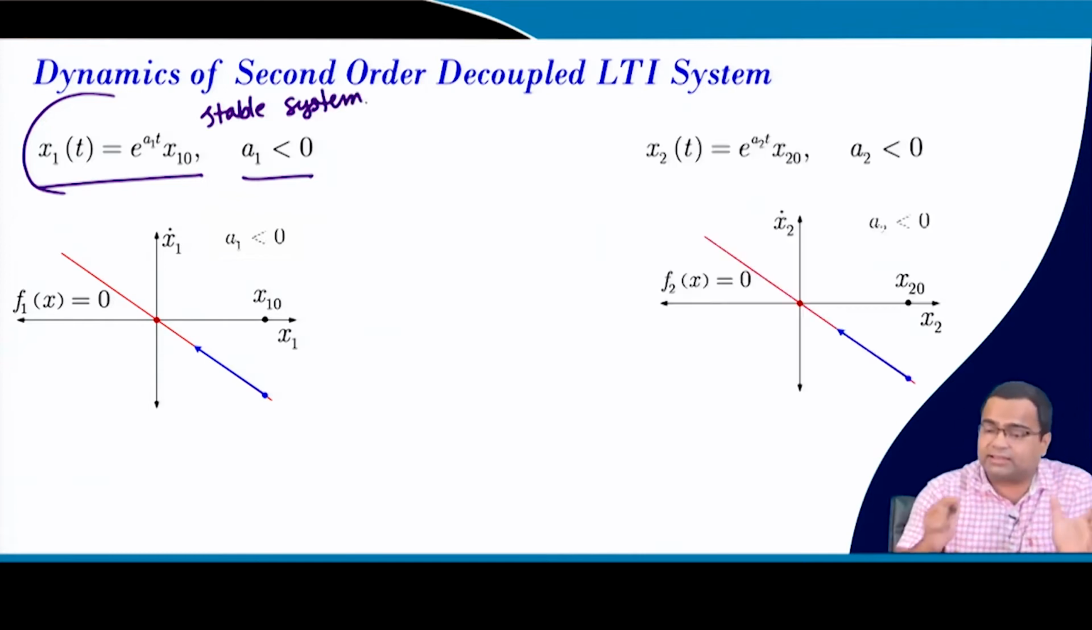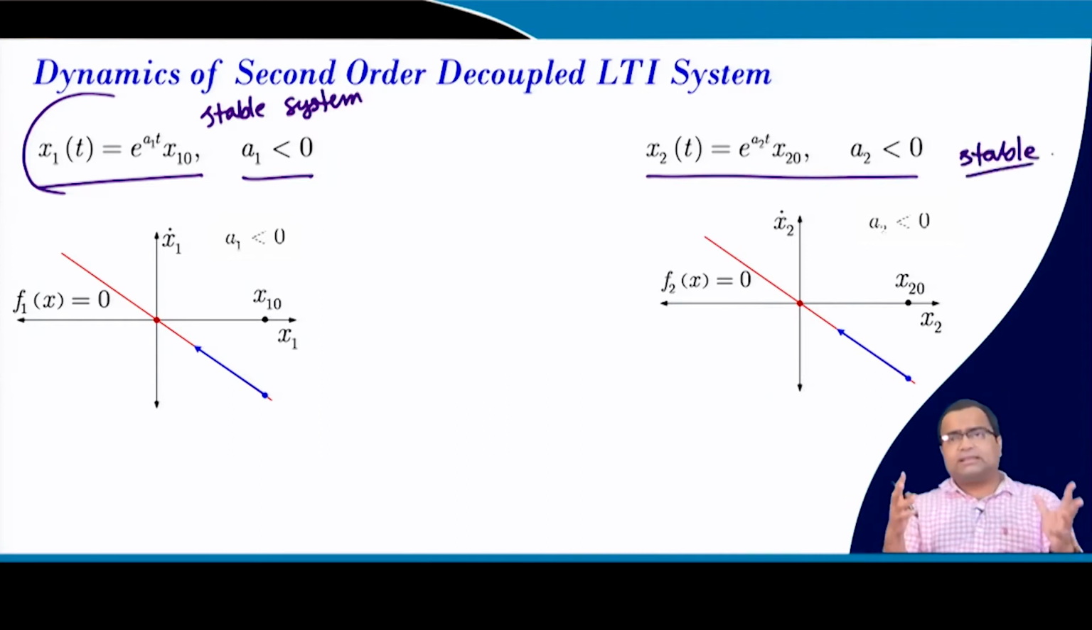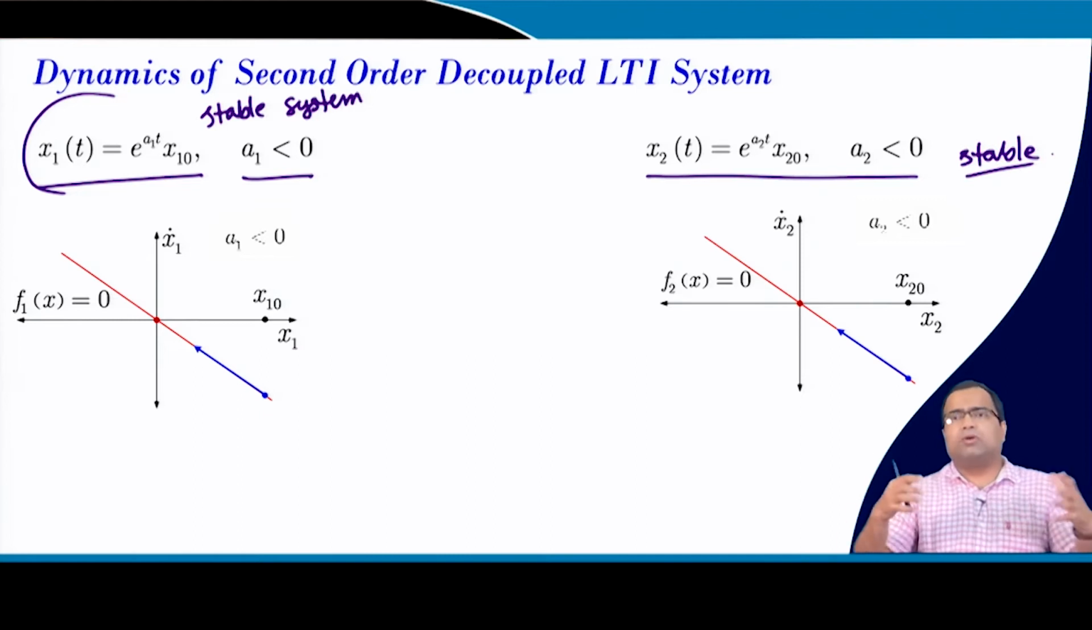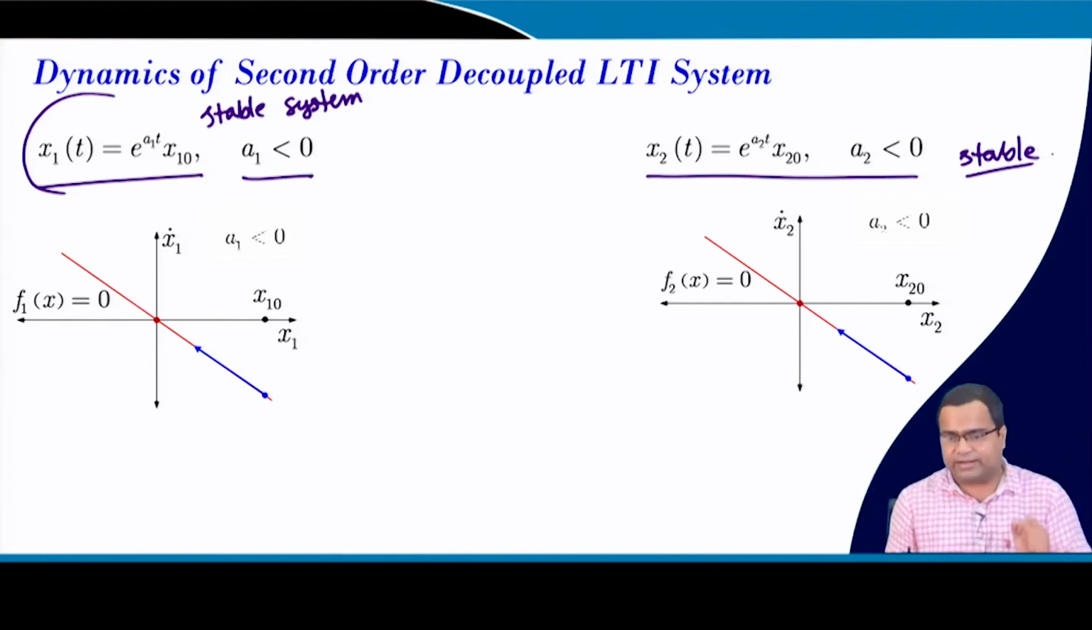We have considered another system, again it is a negative, it is also a stable system. It is not necessary that both systems have to be stable; one can be stable, the other unstable, both can be unstable, both can be stable, right. Multiple scenarios will happen, but if we understand how to draw the vector field, then we should be able to draw it for any condition on A1 and A2.